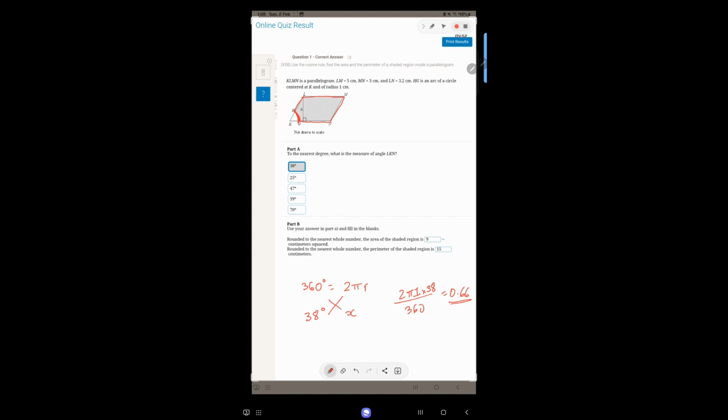Now you find the perimeter of the parallelogram. So you have here 5, 5, 3, 3. Just add them all together, you get 16, minus 0.66. It's approximately 15.